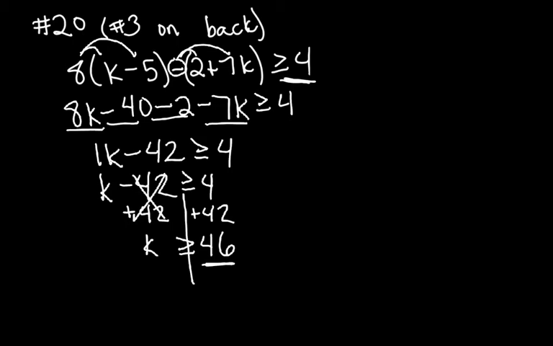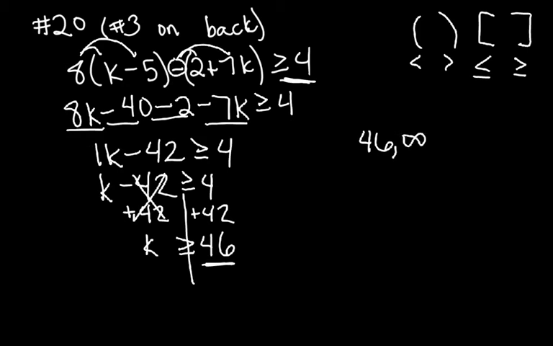Interval notation is back to what we did before with the brackets and the parentheses. Remember, straight line in the symbol, straight brackets. No straight line, use curved brackets. So in my interval notation, I know I want k to be at least 46, so that's the smallest. And then it could be anything bigger than that. So the biggest number k could be is infinity.